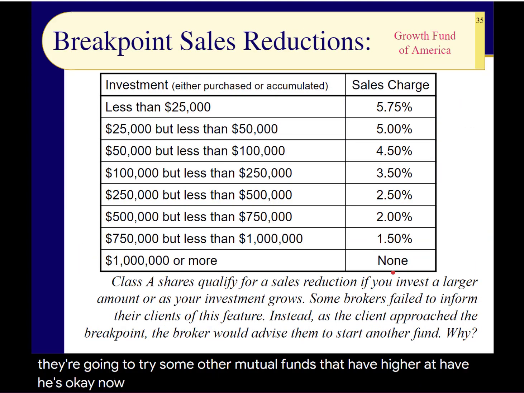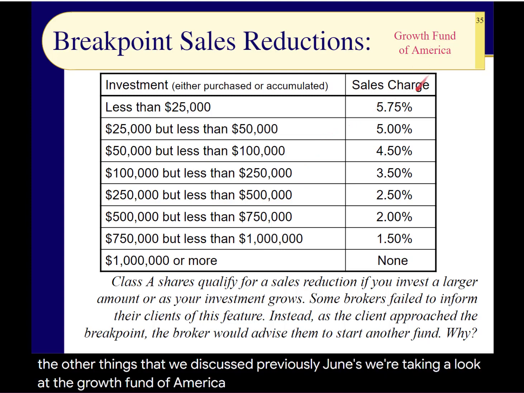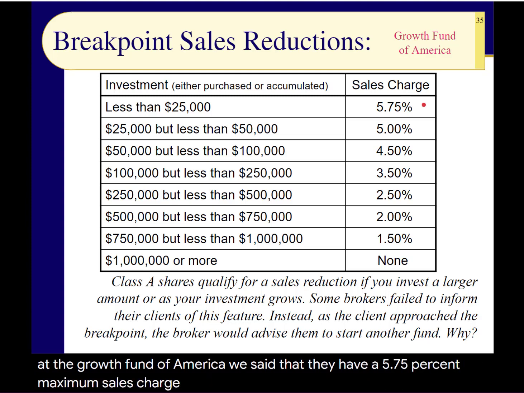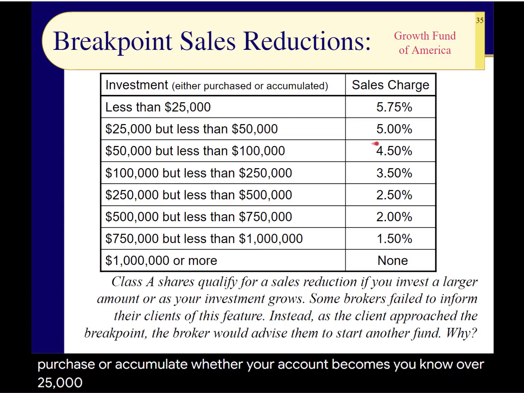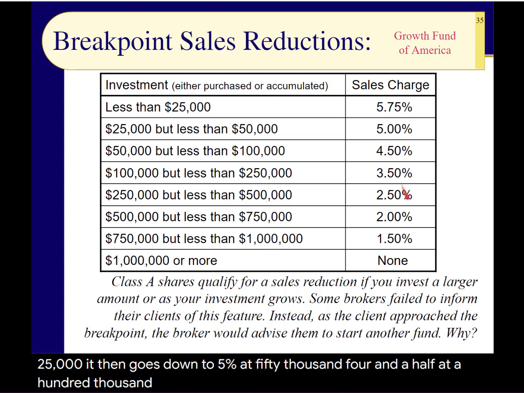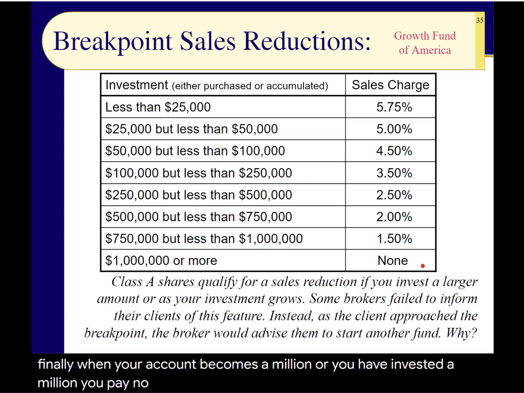Okay, now let's take a couple of slides and take a look at some of the other things that we discussed previously. The first one is the breakpoint sales reductions. We're taking a look at the Growth Fund of America. We said that they had a 5.75% maximum sales charge. But once you reach $25,000, whether you purchase or accumulate, whether your account becomes over $25,000, it then goes down to 5%. At $50,000, 4.5%. At $100,000, 3.5%, 2.5%, 2%, 1.5%, until finally, when your account becomes $1 million or you have invested $1 million, you pay no sales charge.